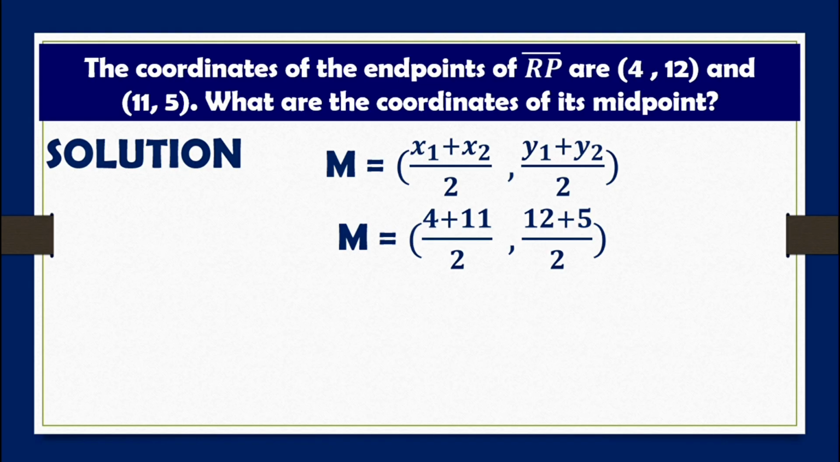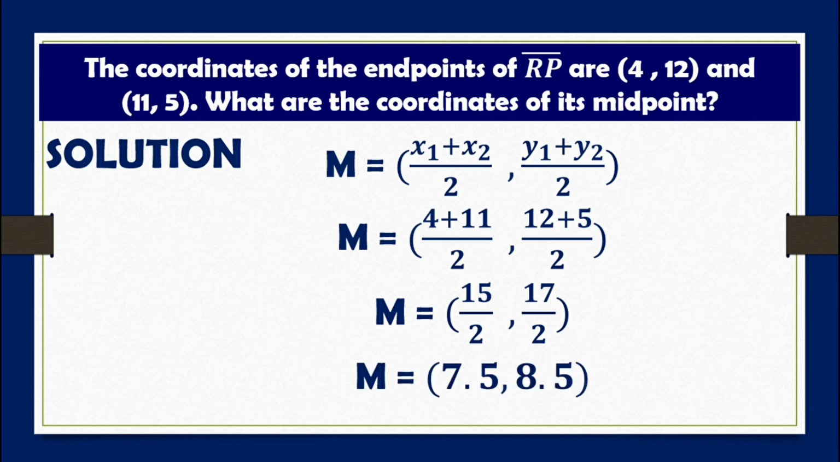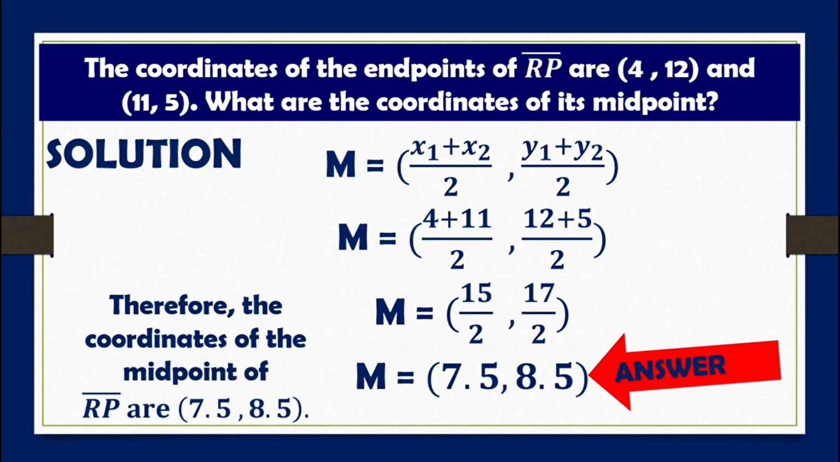Simplifying 4 plus 11 over 2, that is 15 halves, and simplifying 12 plus 5 over 2, that is 17 halves. So in decimal, the midpoint has coordinates 7.5 and 8.5.